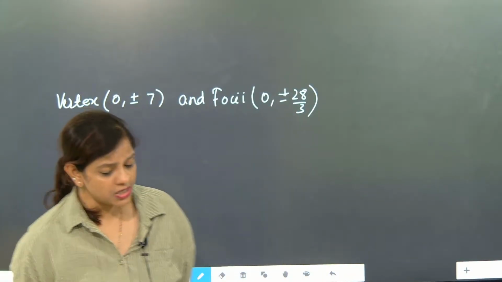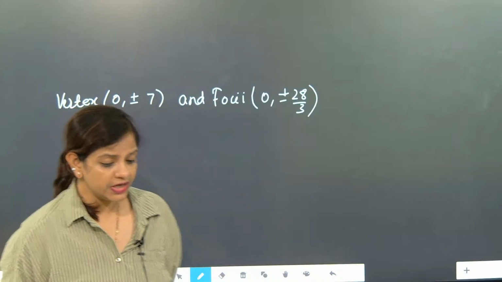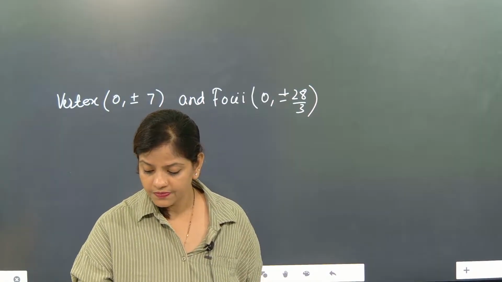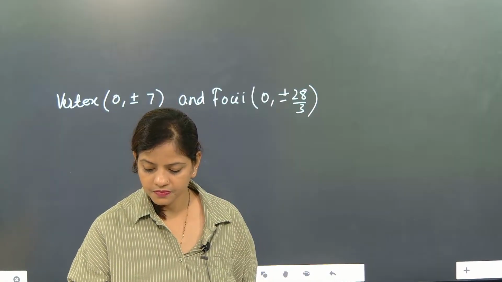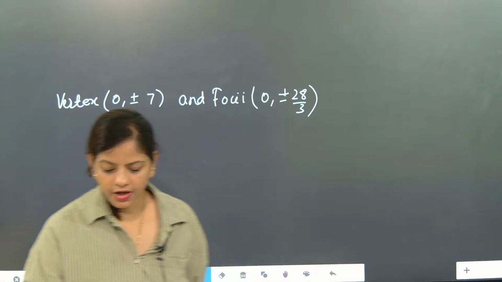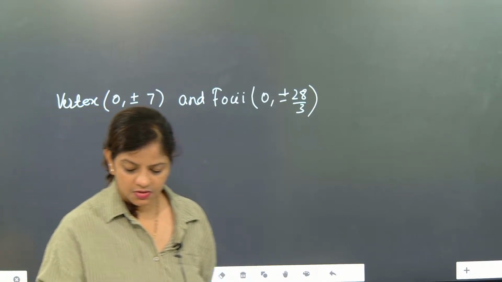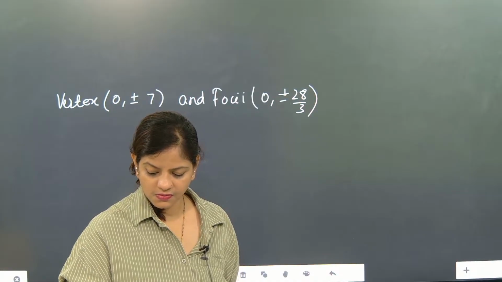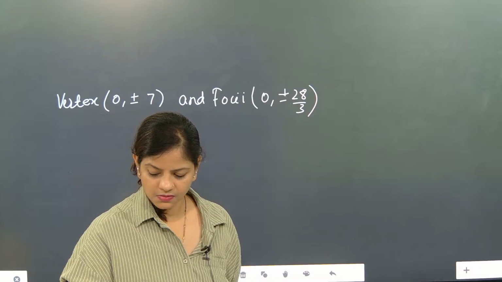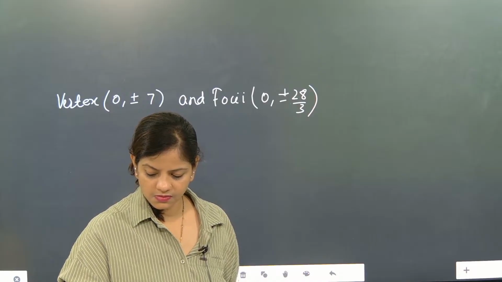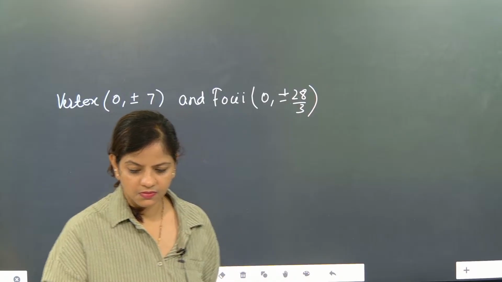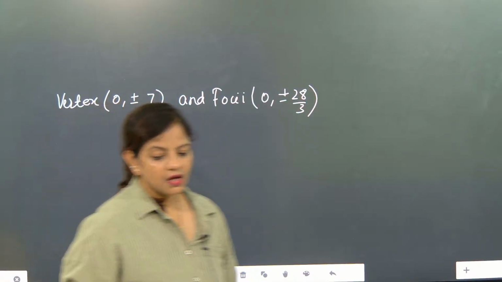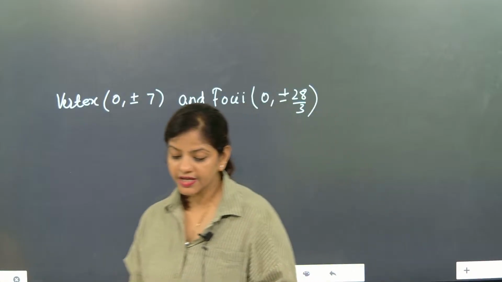So the foci is given to you, and the vertex is given to you. When focus and vertex are given, how will you find the equation? I hope you have understood. Till here, understood? Did you get this point? Now we are going to solve the next part.